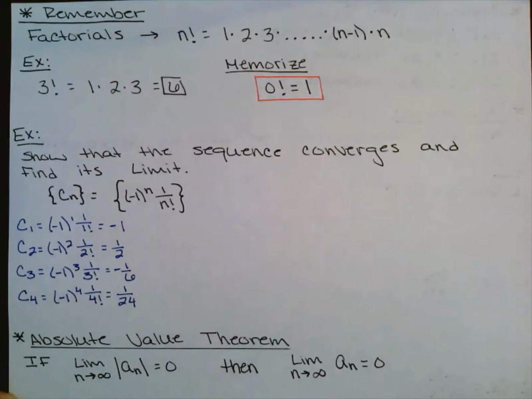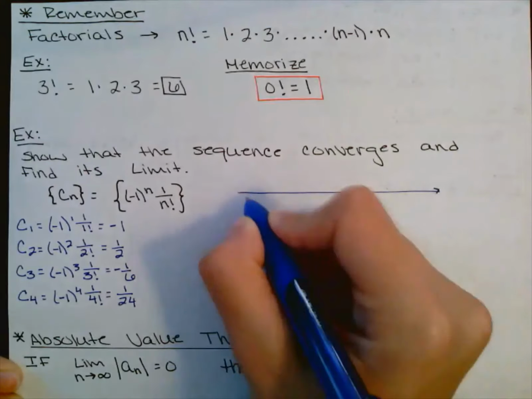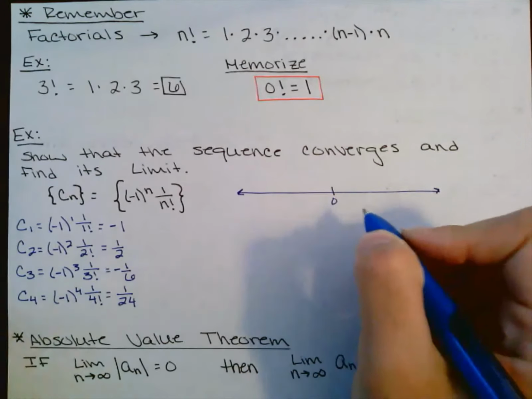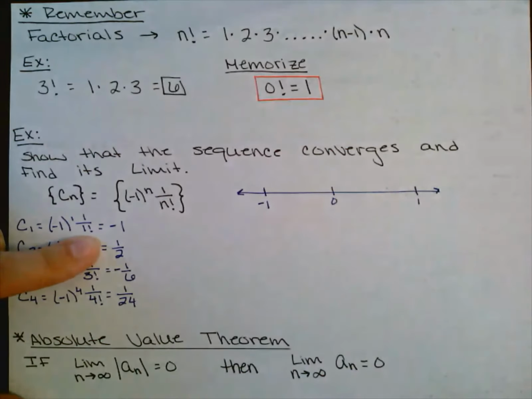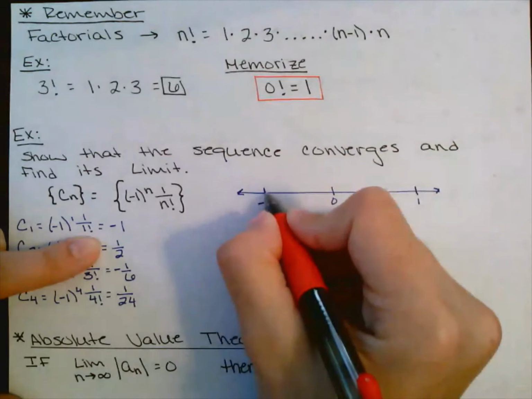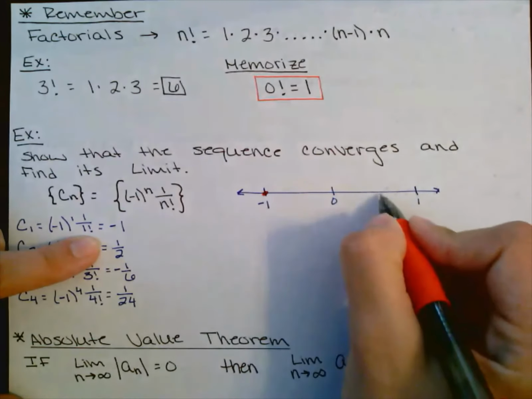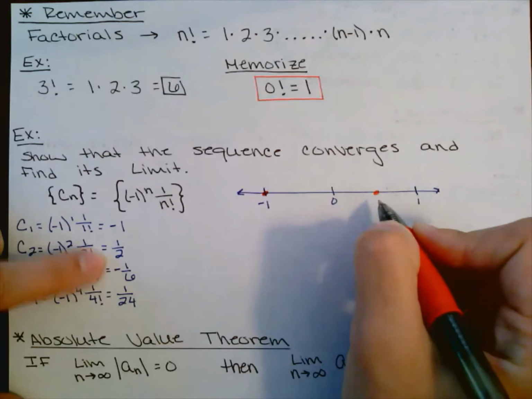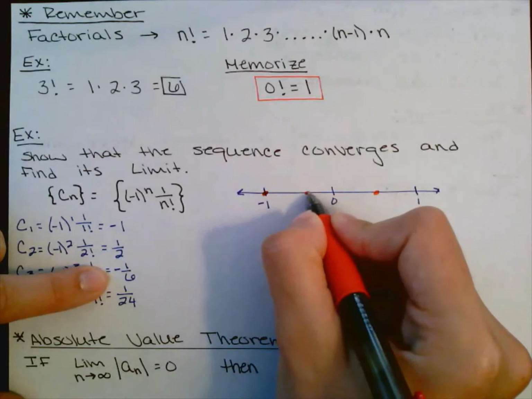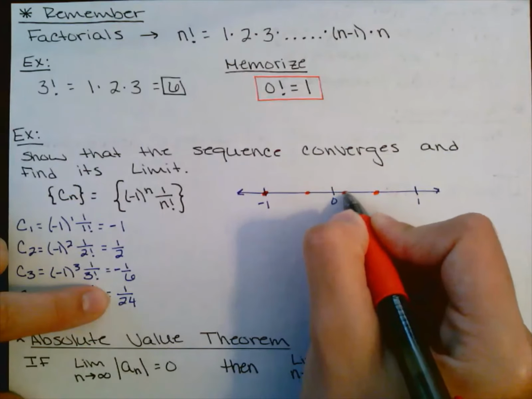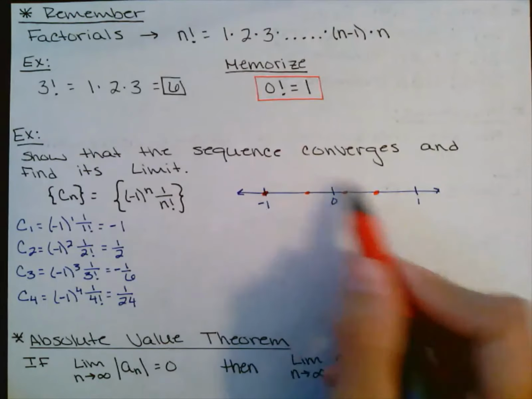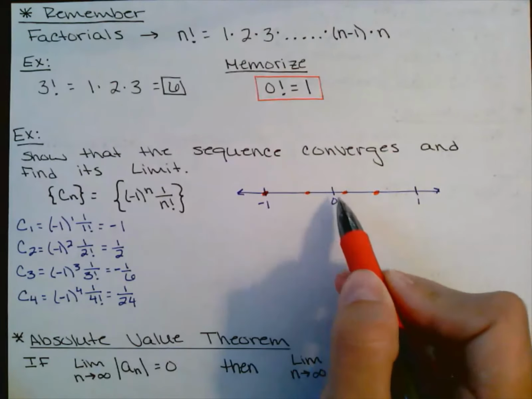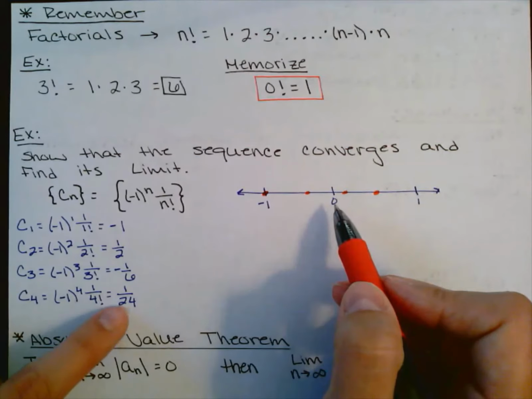Okay? So, if I look at this on a number line, just so you get a visual. My first number was negative 1. Let's say this is positive 1 here, just for argument's sake. So, first I was at negative 1, then I was at positive a half. Then I was at negative 1 over 6. Then I was at positive 1 over 24. Notice that I am bouncing back and forth between the positive and negative numbers, but I am getting closer and closer. You can imagine if this keeps getting bigger and bigger, right?